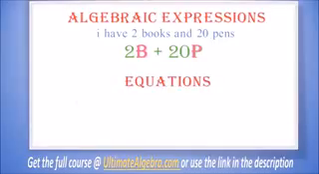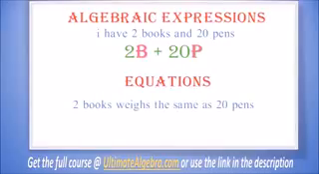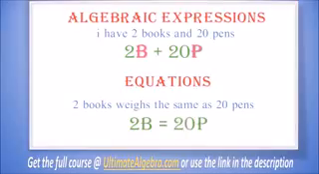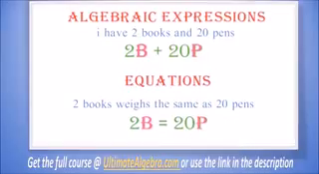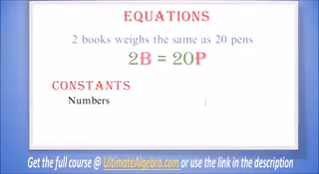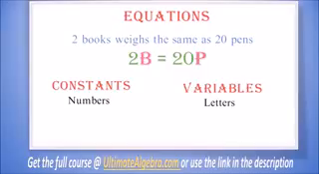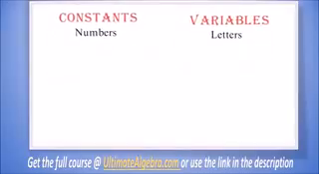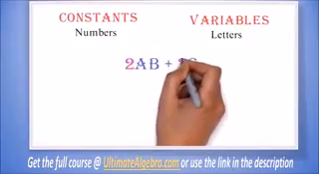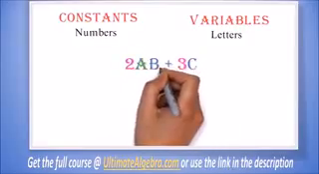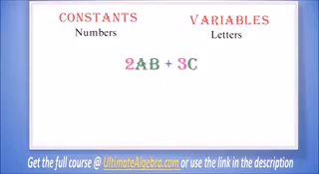Equations show the relationship between two algebraic expressions by the introduction of an equal sign. Example: when we say 2 books weigh the same as 20 pens, we can write it as 2b equals 20p, where b is for weight of book and p is for weight of pen. In algebra, we refer to the numbers as constants and the letters as variables. This statement is not always true, but we won't go into it in this lesson. So, for 2ab plus 3c, the 2 and 3 are constants, and the a, b, and c are variables.